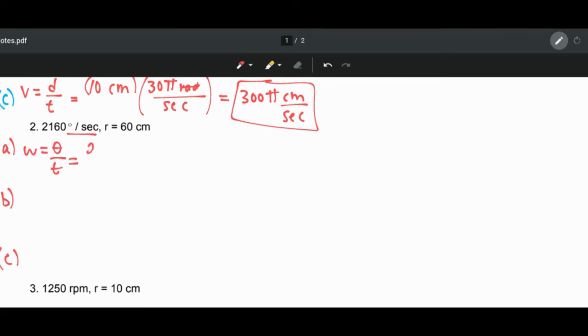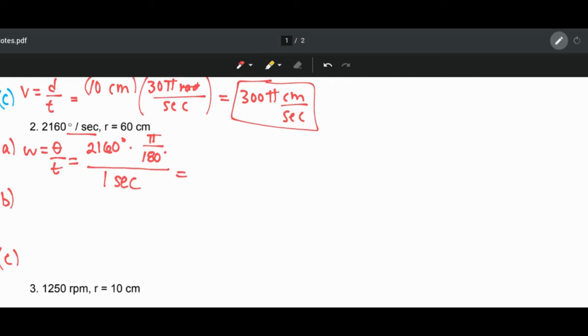So when we have 2,160 degrees, we first need to convert that into radians. So pi radians is equal to 180 degrees. So we can simplify that in our numerator. And then that's measured as 2,160 degrees per 1 second.